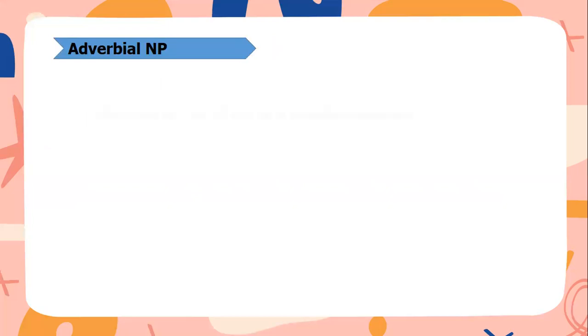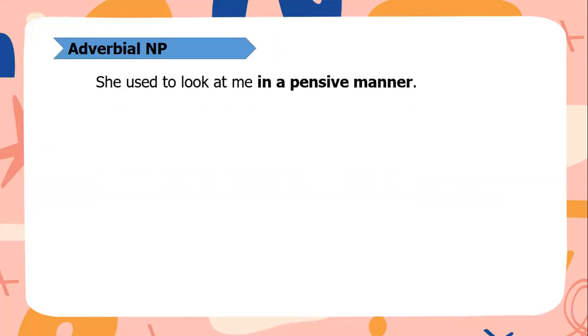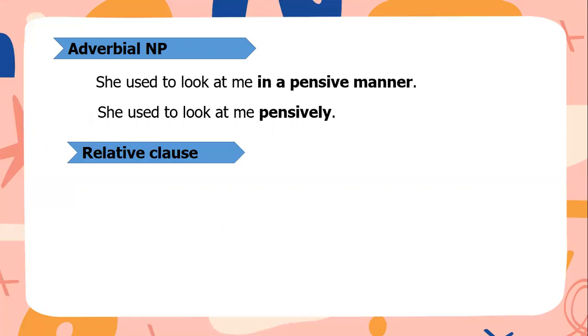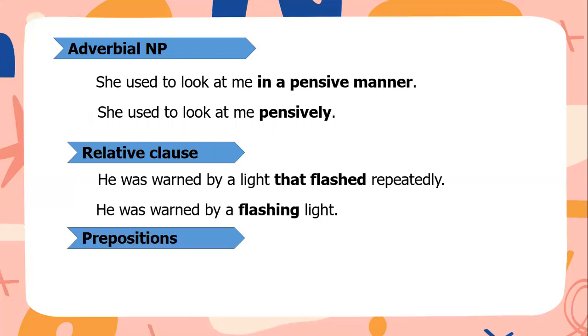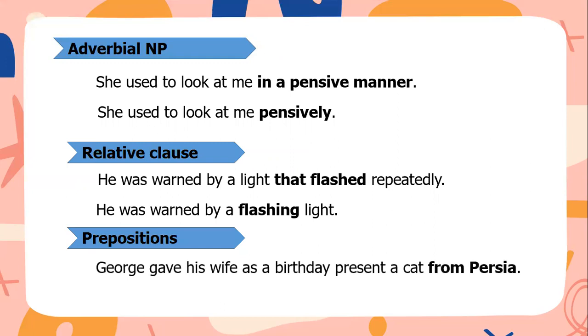Next, adverbial noun phrase. She used to look at me in a pensive manner. Compressed sentence. She used to look at me pensively. Relative clause. He was warned by a light that flashed repeatedly. Compressed sentence. He was warned by a flashing light. Prepositions. George gave his wife as a birthday present a cat from Persia. George gave his wife a Persian cat.